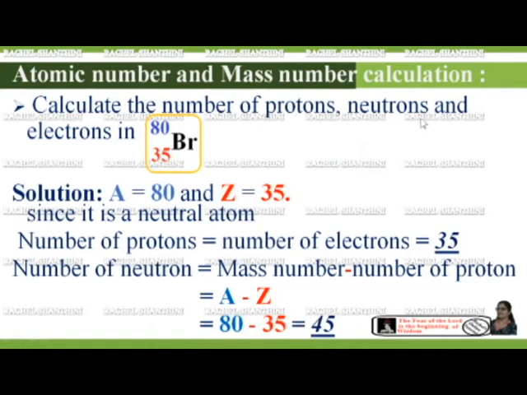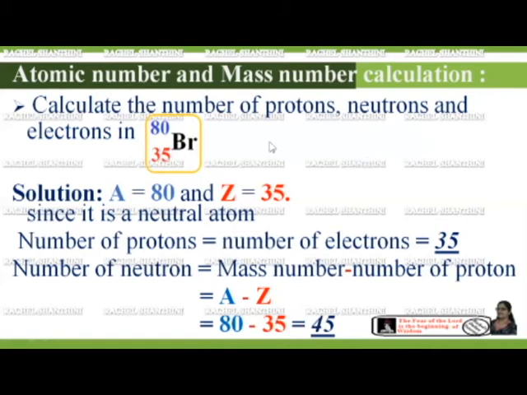Calculate the number of protons, neutrons and electrons in bromine having mass number 80 and atomic number 35. Solution. Mass number A equal to 80 and atomic number Z is equal to 35. Since it is a neutral atom, the number of protons will be equal to the number of electrons. We know that the atomic number is 35. So, the number of protons present in this element is 35 and the number of electrons present in this element is also 35.